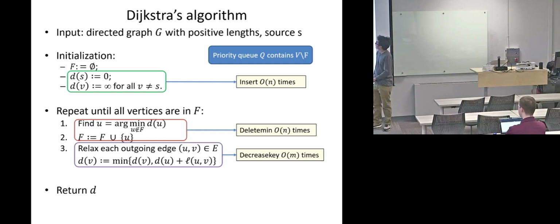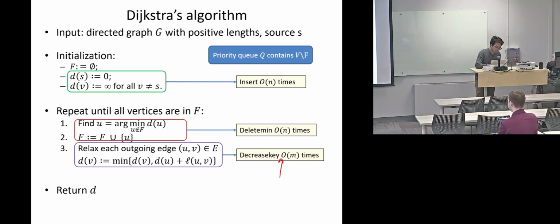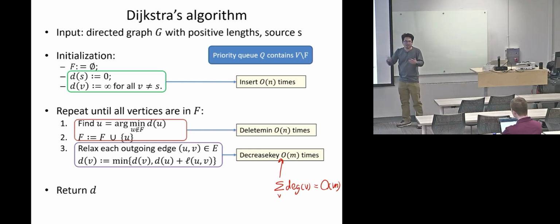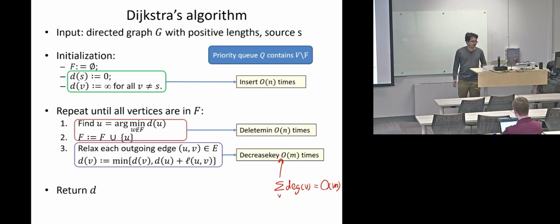Okay. So we're going to call insert n times here, and delete min n times, because that's the number of loops we do. And decrease key, how many times do we do it in total? We call this basically the sum over nodes of the degree of the node, and that's O(m). So that's the total number of operations that we call to the heap. Okay. And now it's just to finalize the running time.